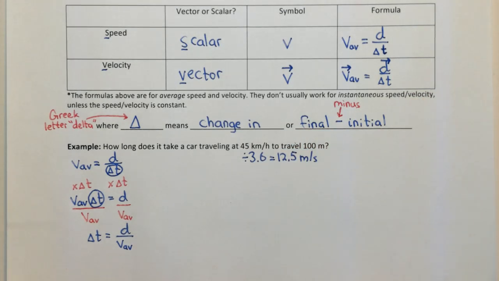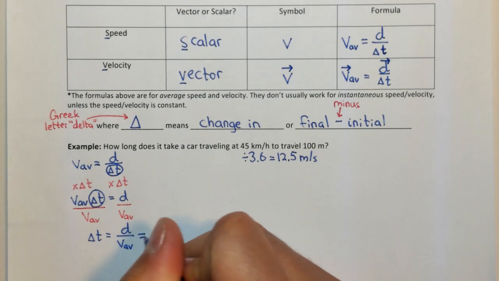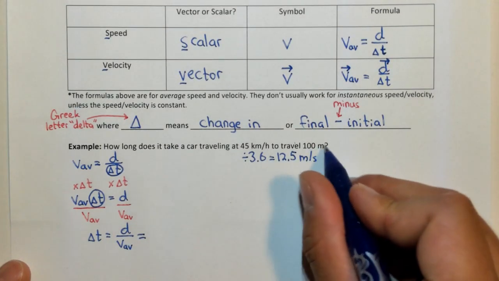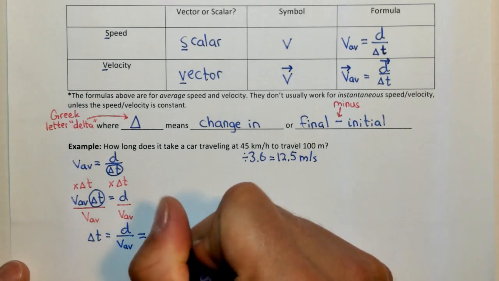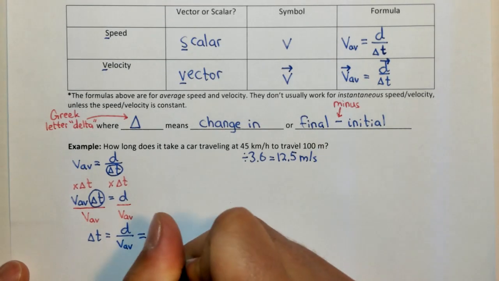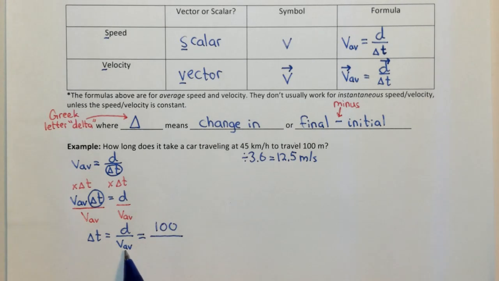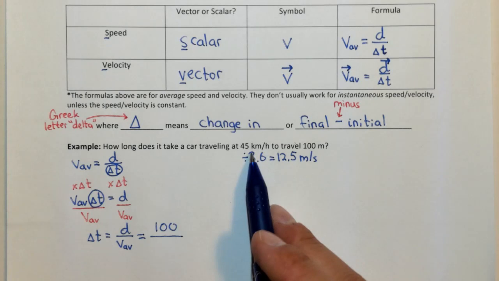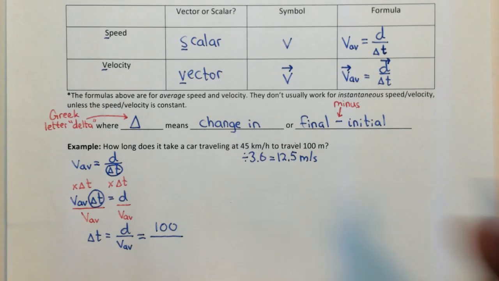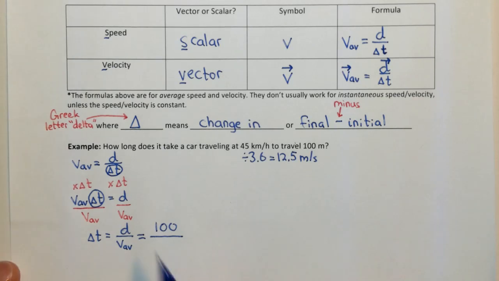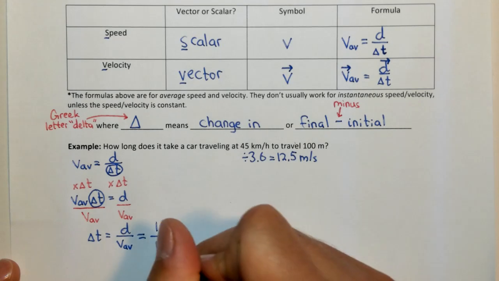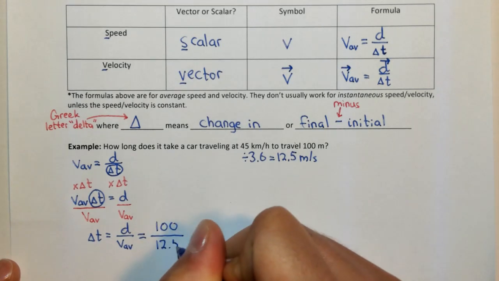Okay, so now I can plug numbers into this equation. The distance the car traveled was 100 meters. Because that's metric base units, meters, I'm happy just plugging that number straight into my equation. And the average speed, well, it only tells us it was going 45 kilometers an hour. So it doesn't mention speeding up or slowing down. So we can assume it was going that speed the whole time. So that will be its average speed. And again, we'll take the version in metric base units and plug that in.